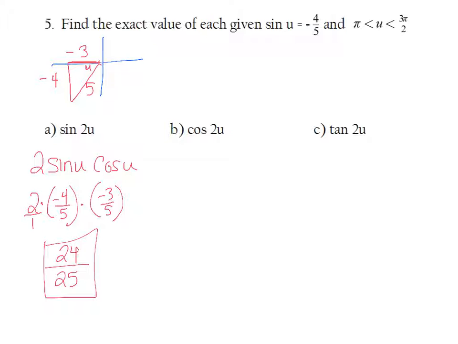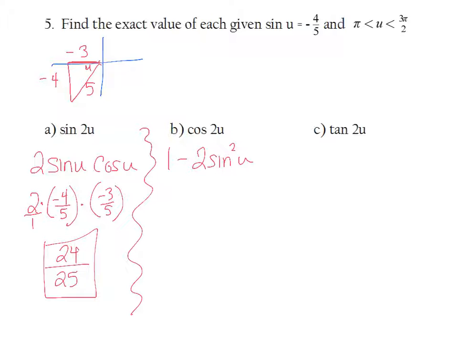Let's try another one. Let's do cosine of 2u. You can use any of the 3 identities that you want. We've used the cosine squared minus sine squared several times. Let's try one of the others. Let's do the 1 minus 2 sine squared u.